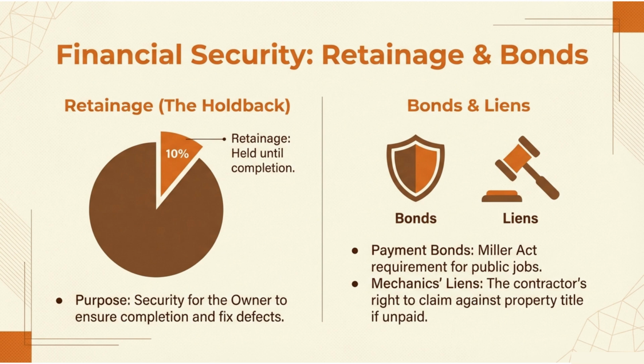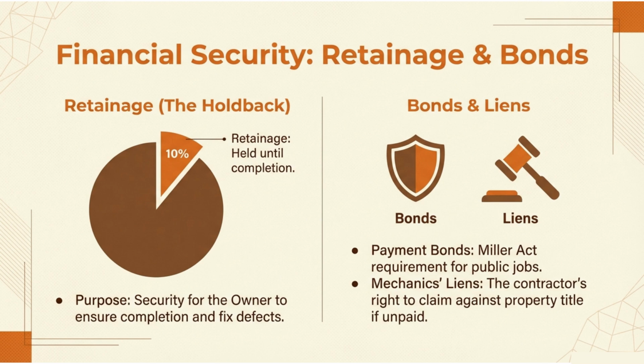Bonds and liens. On the right side, we have two heavy hitters. Payment bonds, required by the Miller Act for public jobs. Federal projects over $100,000 must have payment bonds to guarantee subcontractors and suppliers get paid. Why? Because you can't put a lien on a public building. Public land can't be liened. So bonds protect government projects, and liens secure private property payments.